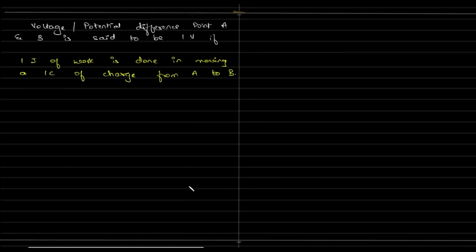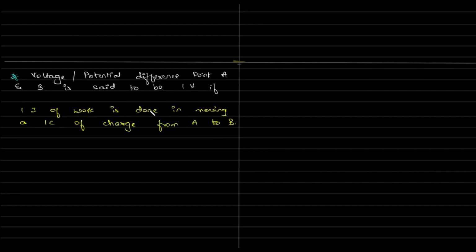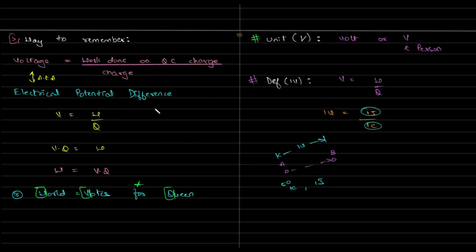So here is the write-up that will help you guys with your exam. So voltage, if not potential difference between point A and B, is said to be 1 volt if 1 joule of work is done in moving 1 coulomb of charge from A to B. So please pause and copy all of it. Don't miss anything.